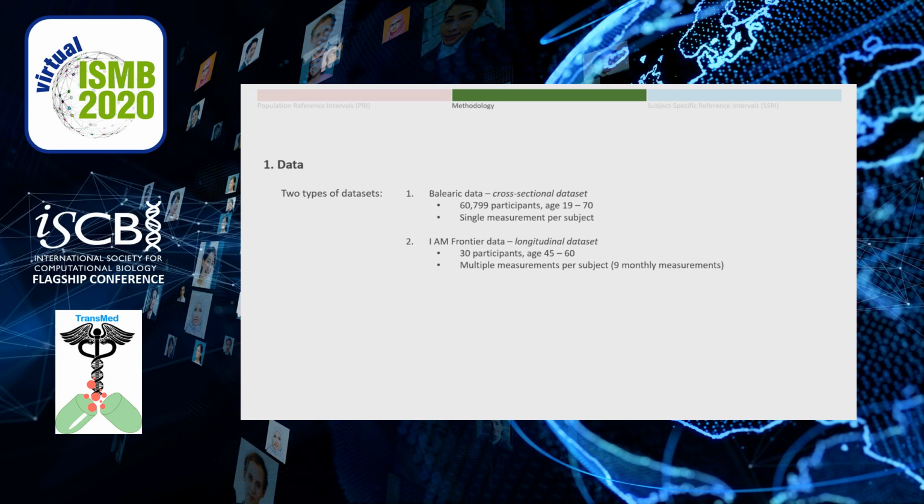The second is a unique longitudinal dataset of 30 participants collected by VITO. This dataset also includes physiological and monthly clinical lab tests collected over a 9-month period. The age of the participants ranges from 45 to 60. For this research, we only include 4 target parameters: glucose level, HDL cholesterol, systolic blood pressure, and waist circumference.